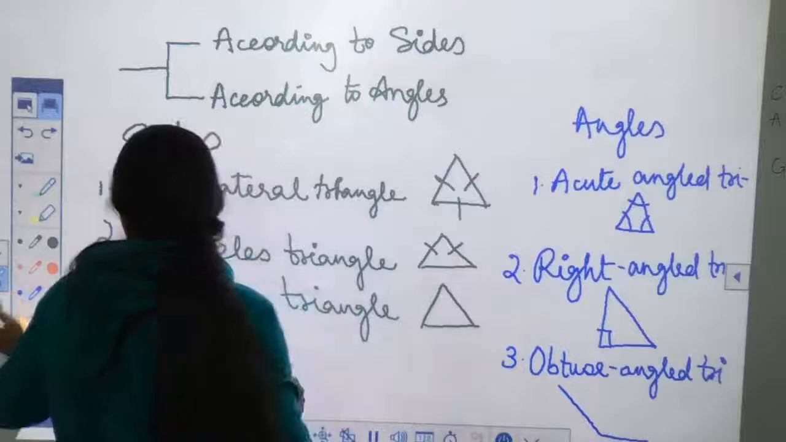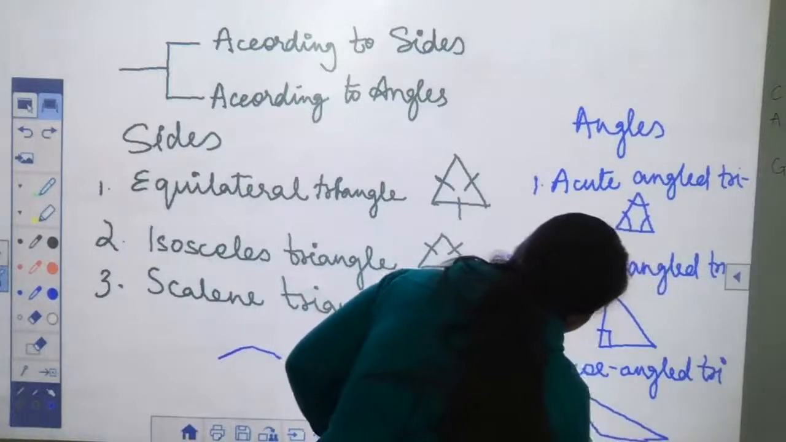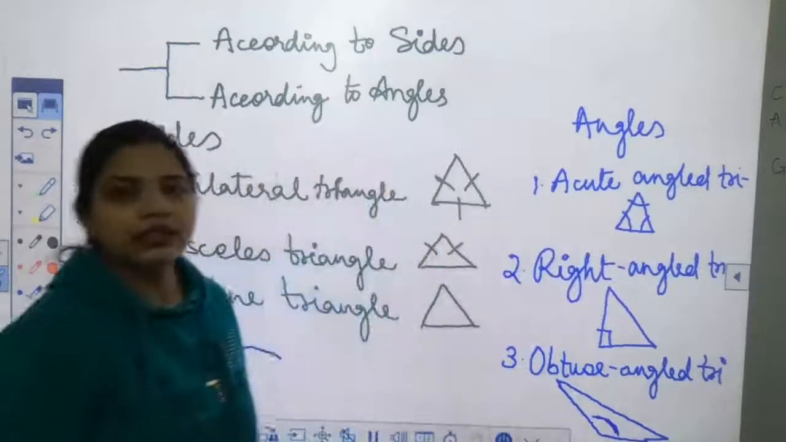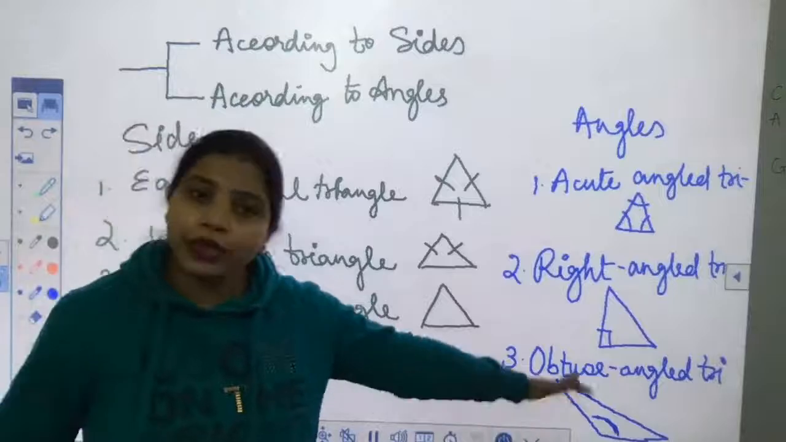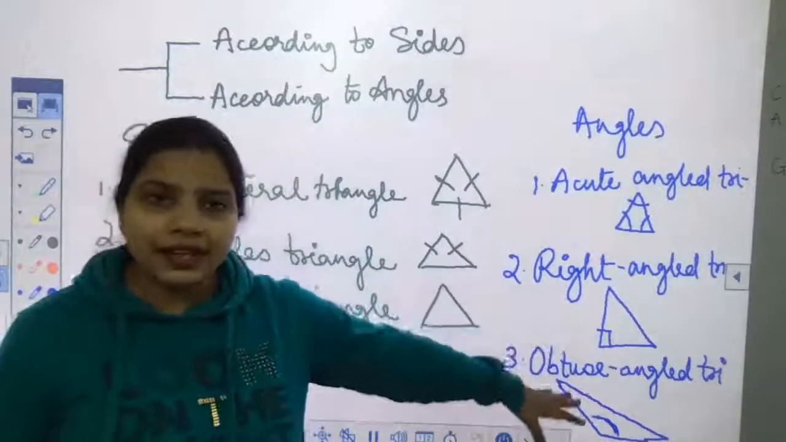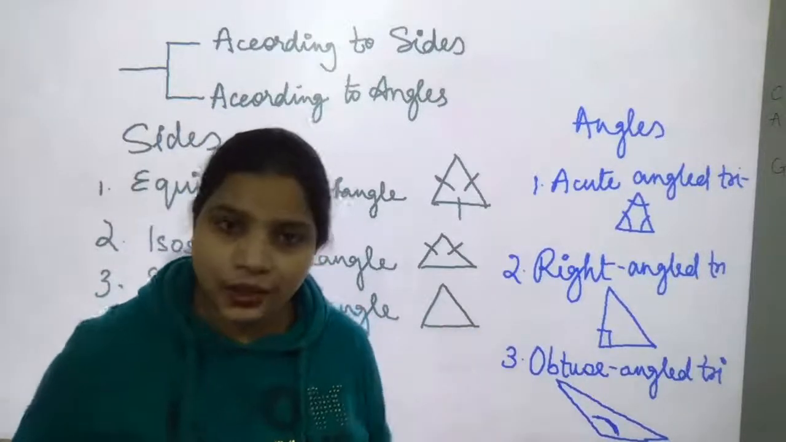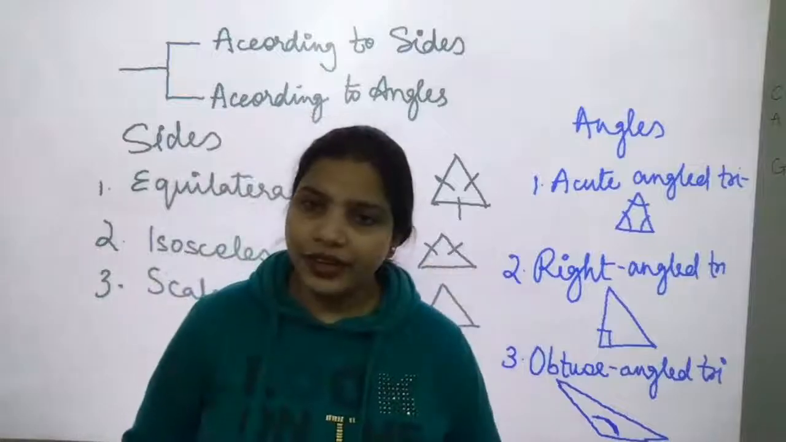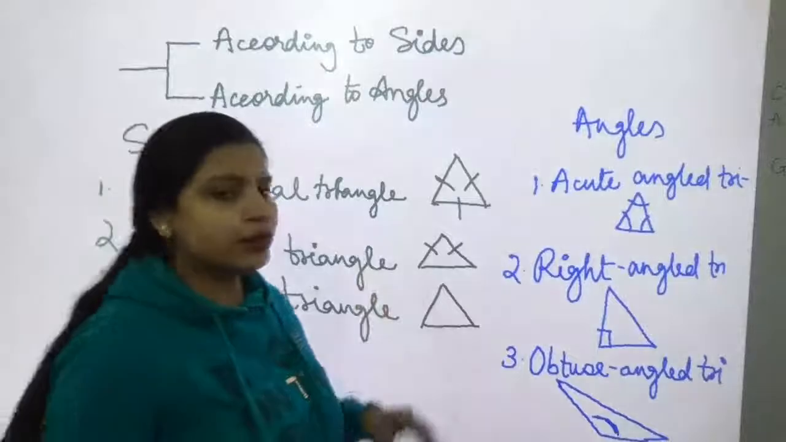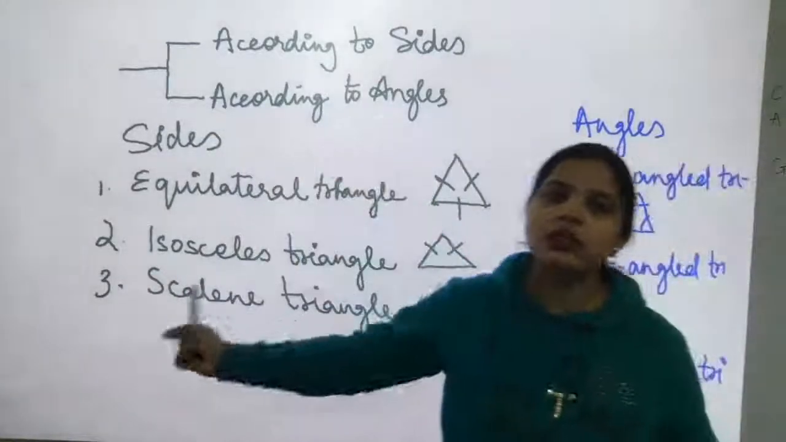Okay, so obtuse angle triangle will be like this. So this is the term which shows obtuse angle, right? So a triangle containing an obtuse angle will be an obtuse angle triangle. A triangle with a right angle will be a right angle triangle, and if a triangle contains all angles acute, it will be an acute angle triangle. Fine. So this is all about types of triangle according to angles, and here according to side.